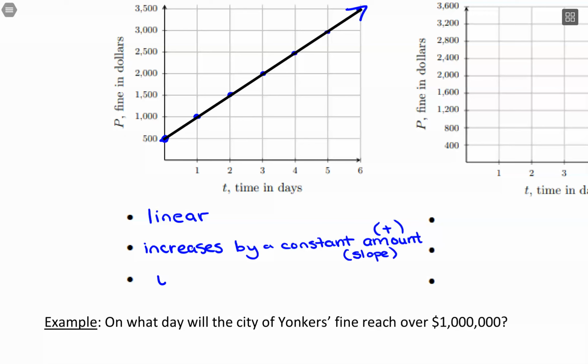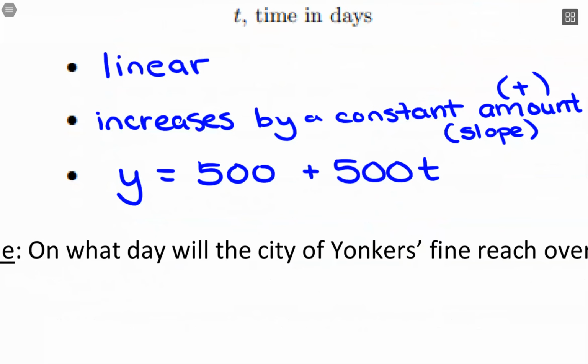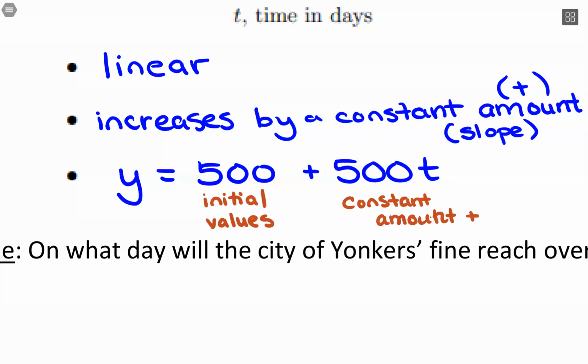Now, our equation that we got, y equals 500 plus 500t, the pieces that we get from this: that first 500 is that initial value, the idea that their fine started at 500. Then you're going to add on 500 per day, and that was our slope, or this constant amount of change, or this constant amount that we're adding on per day.